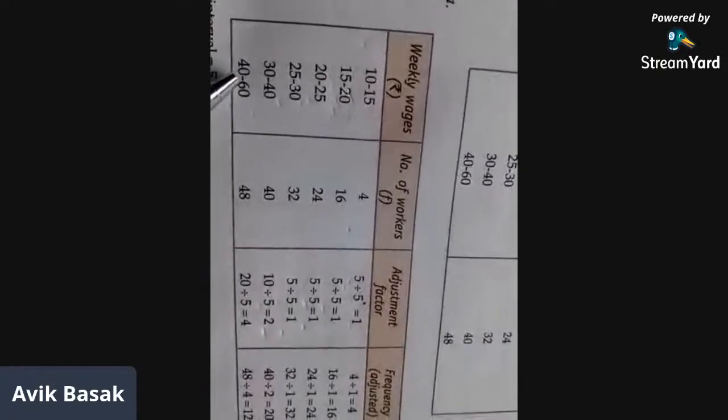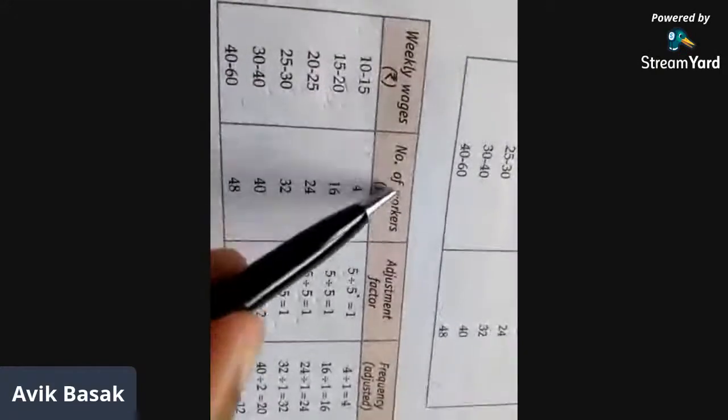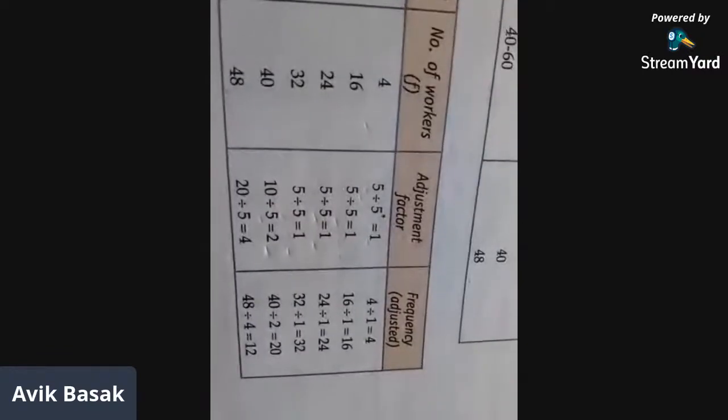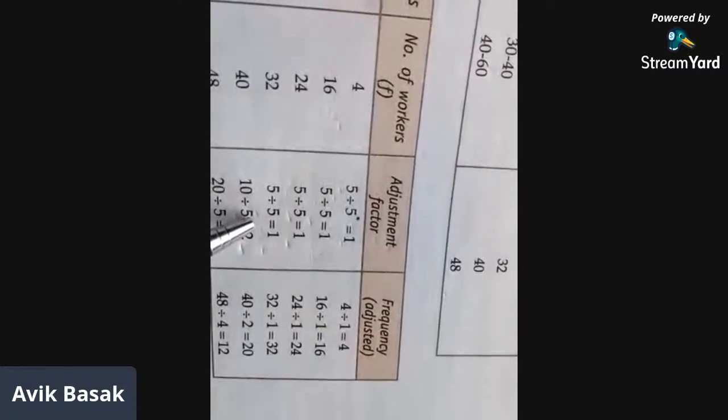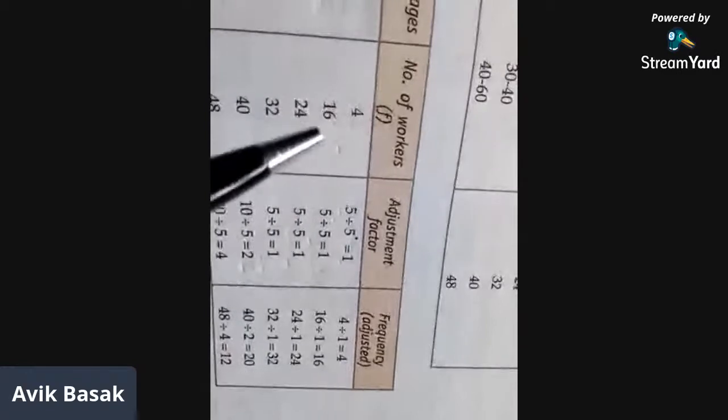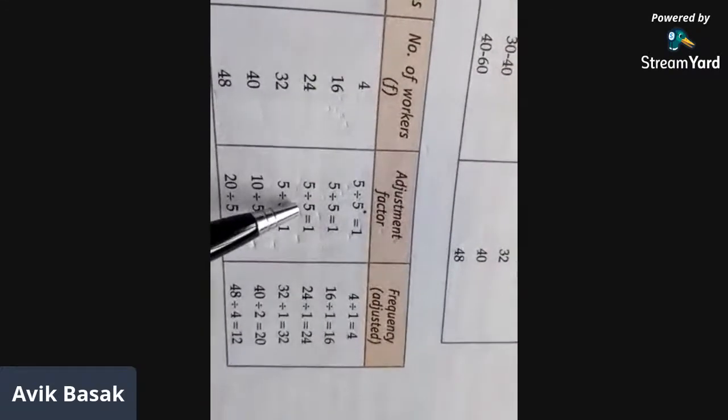Now you will have to adjust the frequency also. How to adjust the frequency? Whatever frequencies are given, just divide each and every frequency by the respective adjustment factor you have got. What I have told: divide all the frequencies by the respective adjustment factor which are given here.